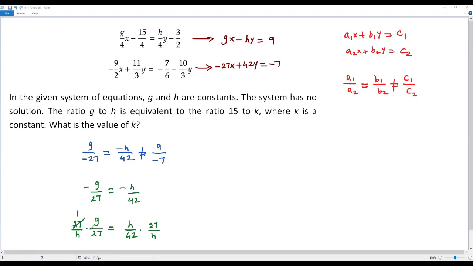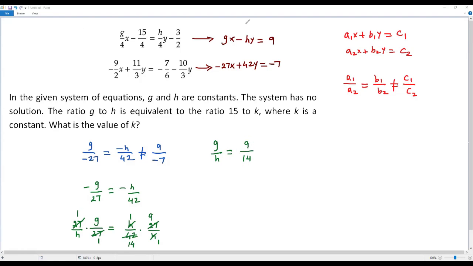Okay, 27 goes into 27 one time, here the same. And here h goes into h one time, and here h goes into h one time. For both 27 and 42, we have the greatest common divisor 3. That is, 3 goes into 27 9 times, and 3 goes into 42 14 times. Here 1 times g is g, h times 1 is h. I am getting g over h on the left side, and 1 times 9 is 9, and 14 times 1 is 14. Here I got the ratio g to h equal to 9 over 14.